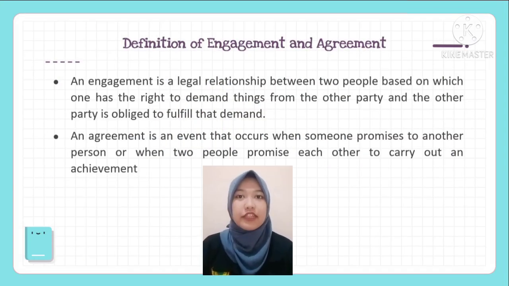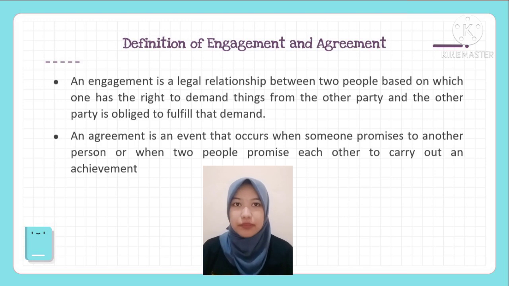The first is the definition of engagement and agreement. An engagement is a legal relationship between two people based on which one has the right to demand things from the other party, and the other party is obligated to fulfill the demand. An agreement is an event that occurs when someone promises to another person or when two people promise each other to carry out an achievement.